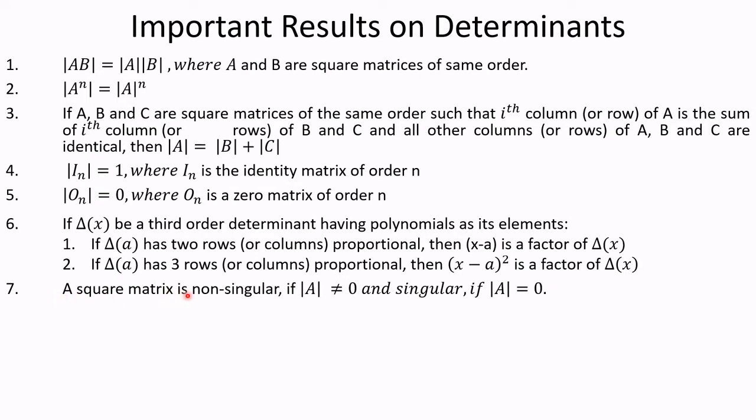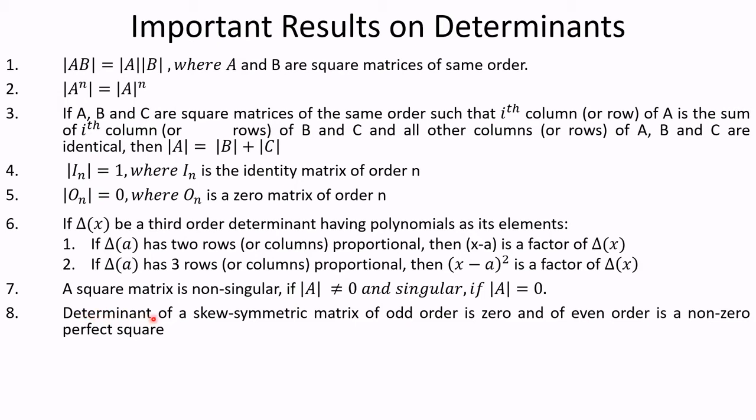Point number 7. A square matrix is non-singular if determinant A is not equal to 0 and singular if determinant A equals 0. If the value of determinant A is 0, then it is singular. If it is other than 0, then it is non-singular. This principle we will also be using in finding the inverse of a matrix and solving linear equations using the inverse matrix method.